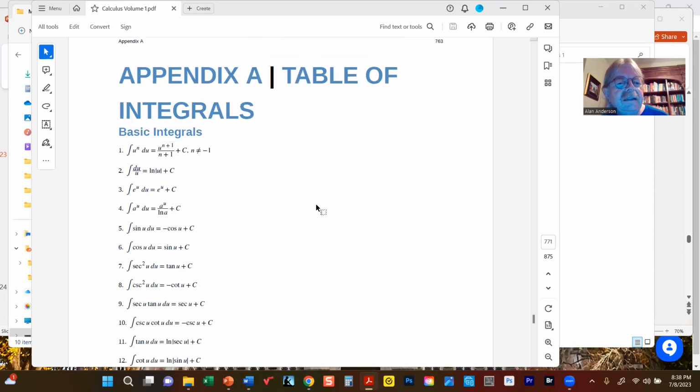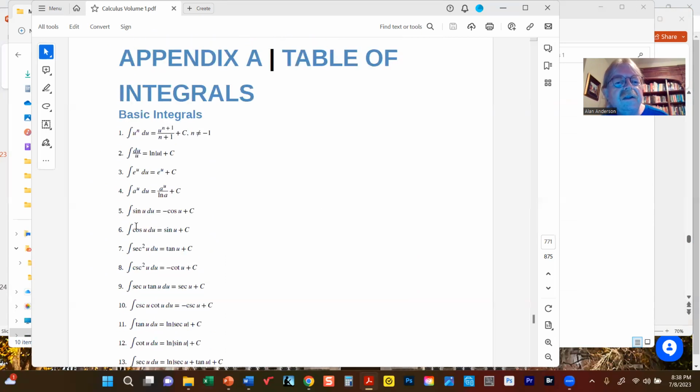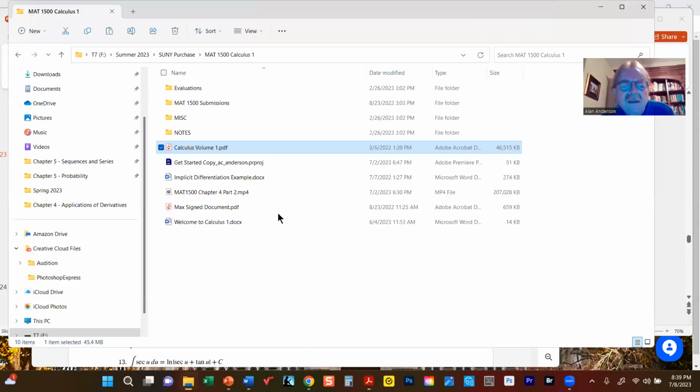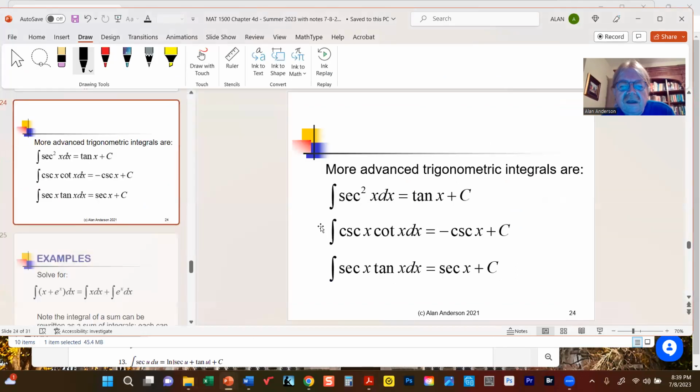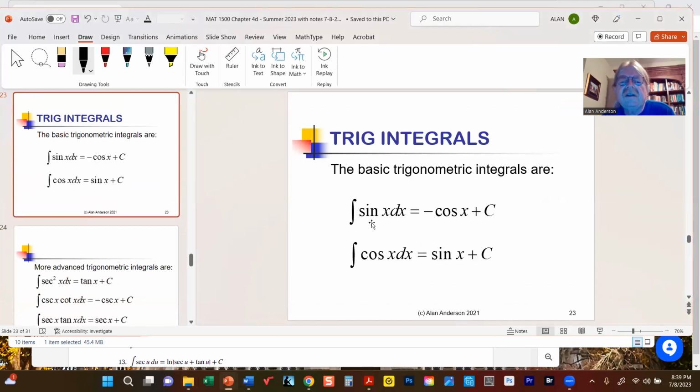The ones we're looking at here are the sine and the cosine. The integral of the sine of u du is negative cosine u plus C, and the integral of cosine u du is the sine of u plus C. So those are two that you'll see quite often. You might want to memorize them just for your own convenience because you'll see them so often. So here we go. By definition, the integral of sine x is negative cosine x.